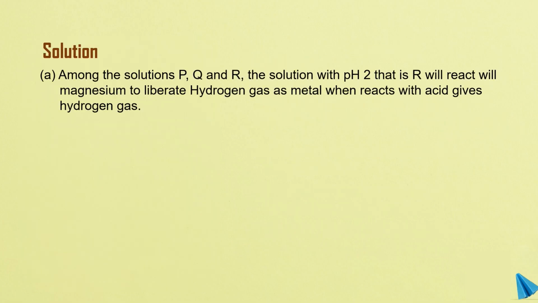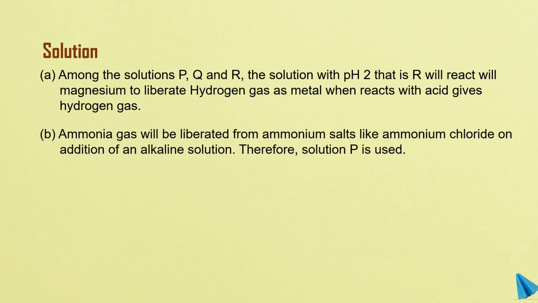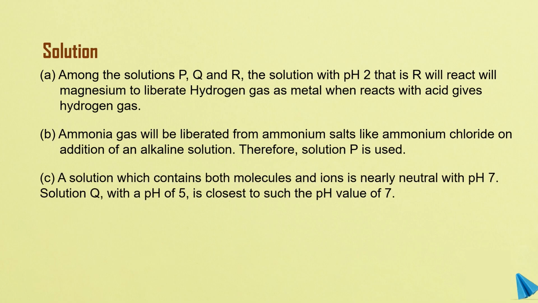So here is the solution. Among the solutions P, Q and R, the solution with pH 2, that is R, will react with magnesium to liberate hydrogen gas, as a metal when it reacts with an acid gives hydrogen gas. For B, ammonia gas will be liberated from ammonium salts like ammonium chloride on addition of an alkaline solution. Therefore, solution P is used. C. A solution which contains both molecules and ions is nearly neutral with pH 7. Solution Q with a pH of 5 is closest to the pH value of 7.